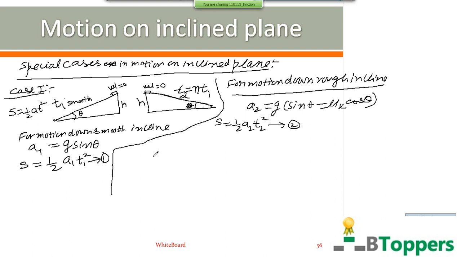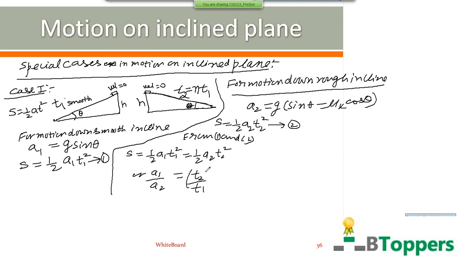So, left hand side is same in both equations 1 and 2. So, right hand side can also be equated. So, from first and second equations, you can write s equal to half a1 t1 square equal to half a2 t2 square. So you get a1 by a2 equal to t2 by t1 whole square. So on the right hand side, you can substitute t2 equal to n times t1.